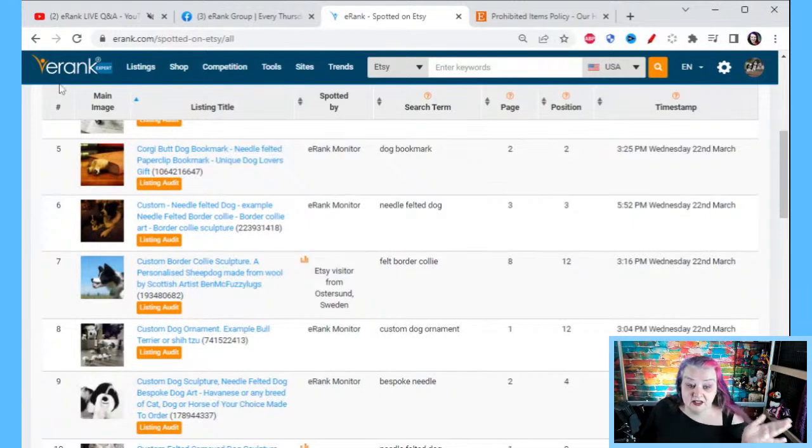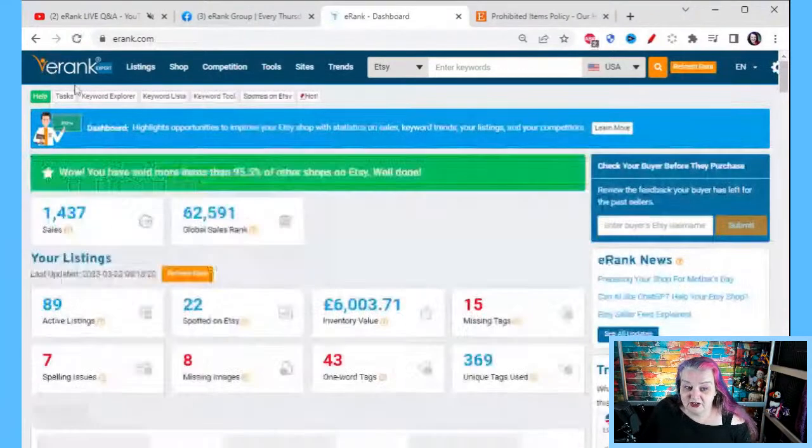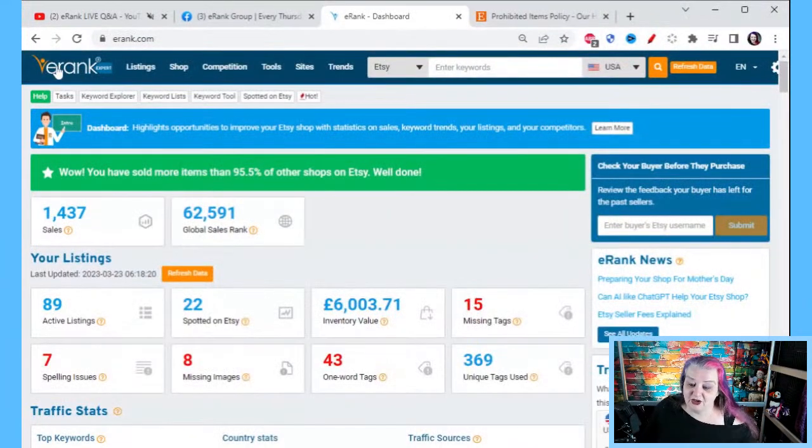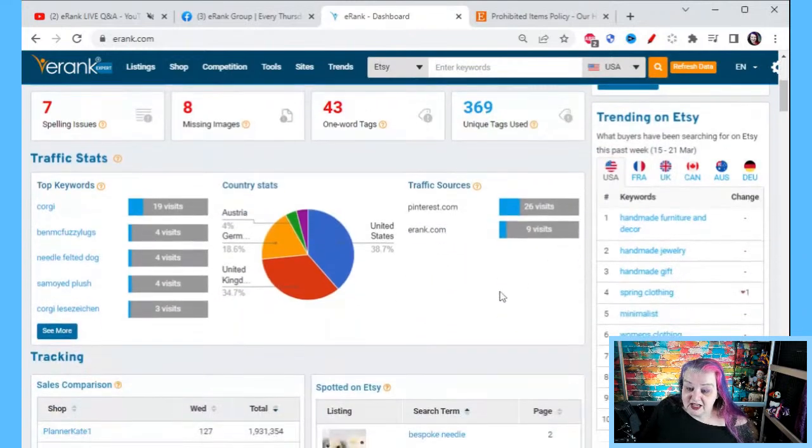A good place to start is right from your dashboard. If anyone doesn't know, you can get to your dashboard from clicking the logo on the top left at any time. A good thing to do just to get a basic idea of the trends. I love this trending on Etsy. Depending on what country you're looking to sell in, but it's always good to look in the USA first. It's a much bigger market.